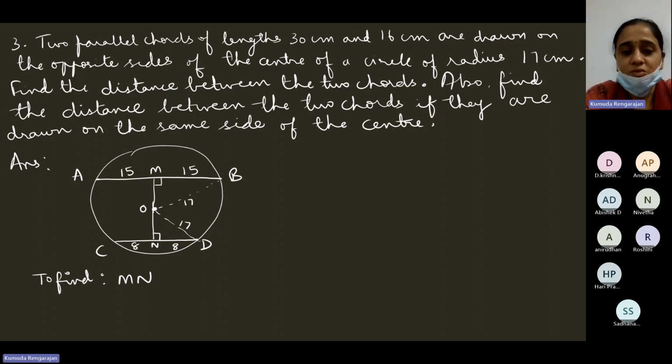Yeah. So the situation is this. One circle, two parallel chords of length 30 centimeters and 16 centimeters. Two parallel chords of length 30 and 16 centimeters are drawn on opposite sides of the center of a circle of radius 17 centimeters. So see the figure, circle with center O. The two chords AB and CD, where are they? They are on opposite sides of the center, right? One is above and one is below. Yes or no? AB and CD are the two parallel chords on the opposite sides of the center.